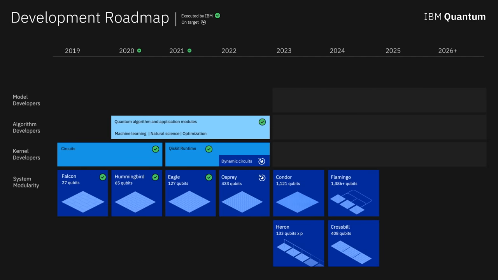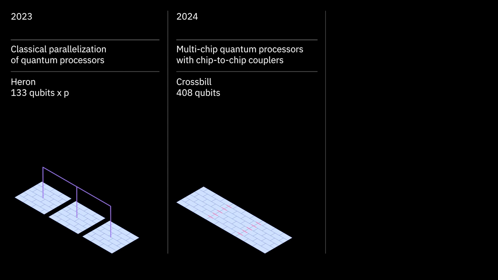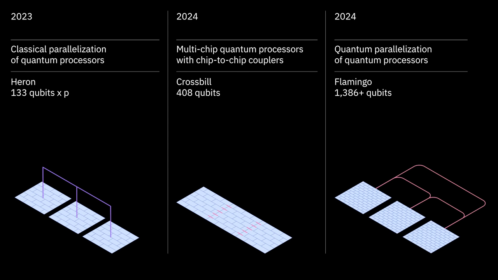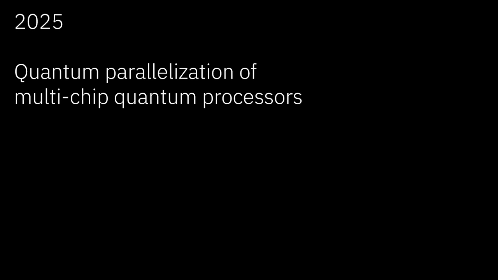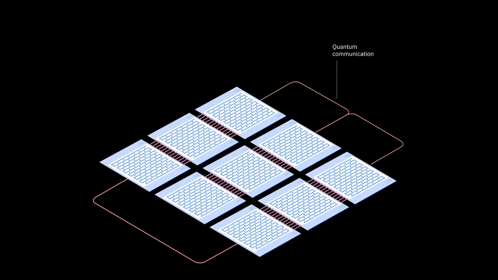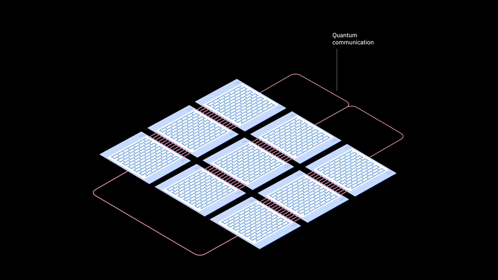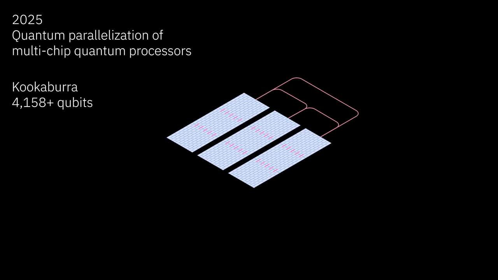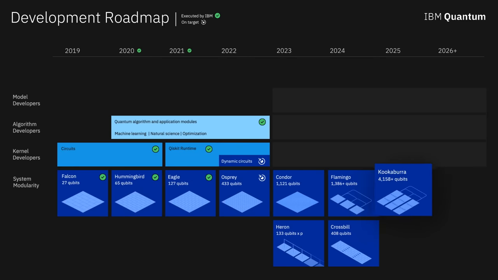But that's not all. We're planning to bring all of these technologies together in a single system, and that brings us to our fourth development. This system will use the short-range, chip-to-chip couplers with modular classical I/O and then long-range couplers, and will make a 4,158-qubit system. Yeah, we like round numbers. And we're calling this system Kookaburra. And we're planning to do this by the end of 2025.